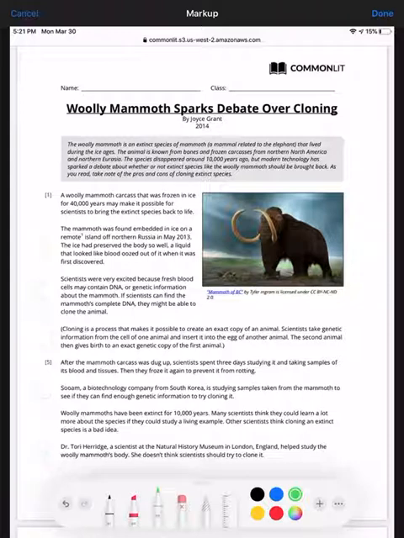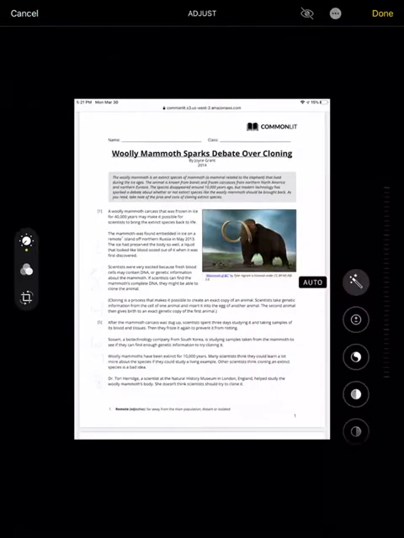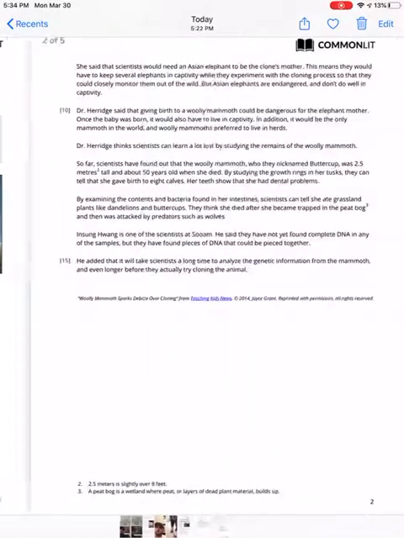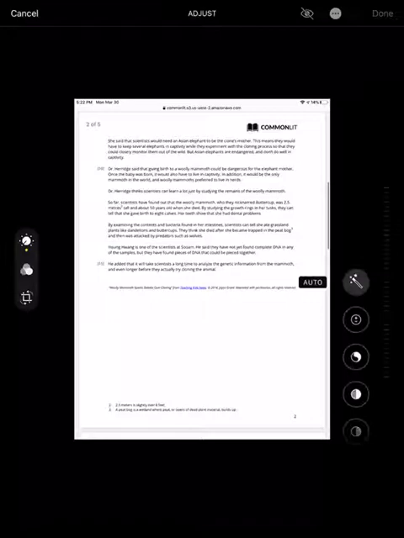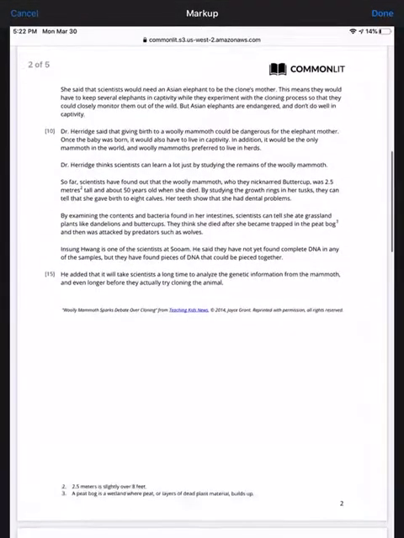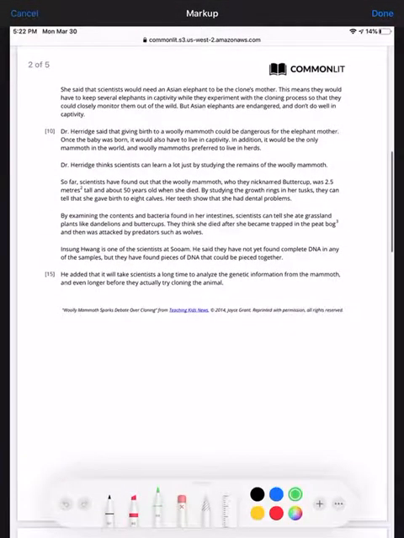Dr. Tori Harridge, a scientist at the Natural History Museum in London, England, helped study the woolly mammoth's body. She doesn't think scientists should try to clone it. She said that scientists would need an Asian elephant to be the clone's mother. This means they would have to keep several elephants in captivity while they experiment with the cloning process so that they could closely monitor them out in the wild. But Asian elephants are endangered and don't do well in captivity.